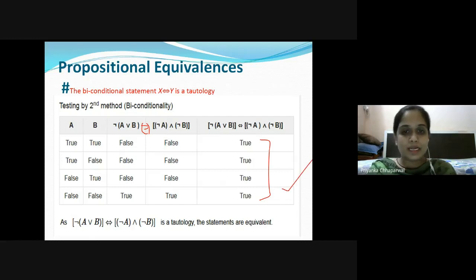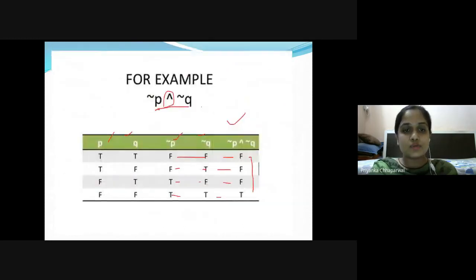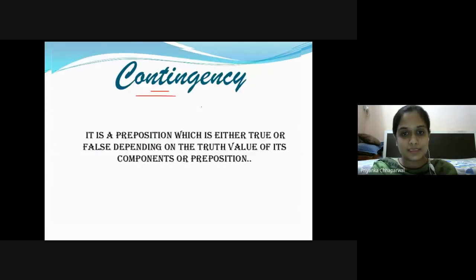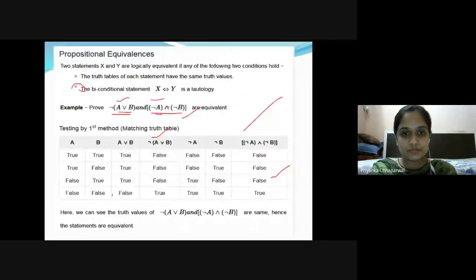You have two methods. If you want to find it, you can find it by this method or by that method. Okay, is it clear? All four: propositional equivalence, tautology, contingency, and contradiction. Is it clear to all of you?